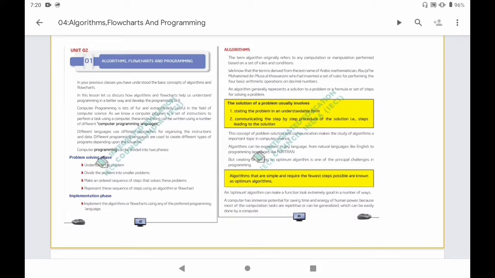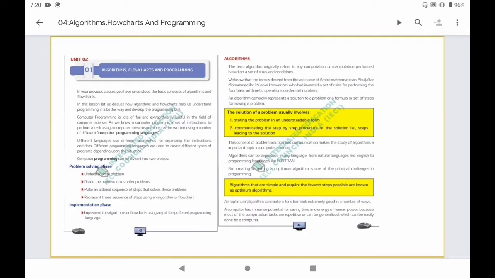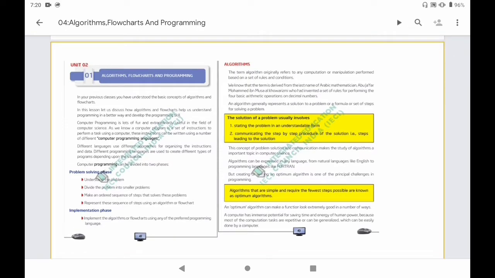Then make an ordered sequence of steps that solves these problems. Then represent these instructions or steps using an algorithm or flowchart. Without a proper algorithm or flowchart, you cannot understand the problem first. So it is very compulsory to write the algorithm and flowchart in the case of a problem solving technique. So this is the problem solving phase.